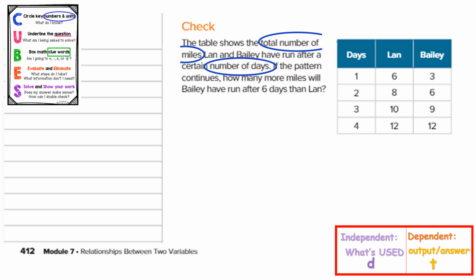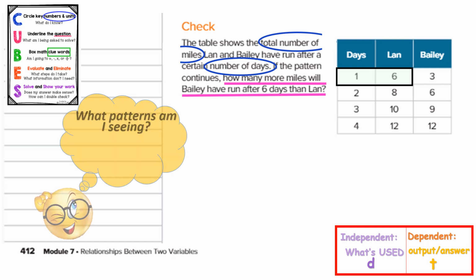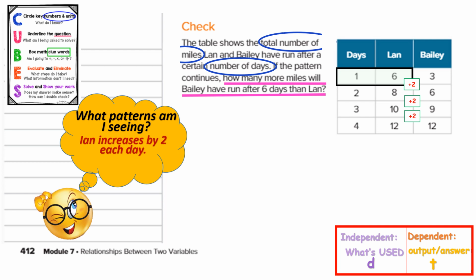And we're going to look at number of days. So if I have number of days and I want to look at my patterns to figure out what my relationship is, because the question I'm being asked is, how many more miles will Bailey have run after 6 days than Lan? When I start looking at that pattern and I go from 1 to 6, it's not my unit rate, right? We're not doing 6 miles every day. So I have to find the pattern or the relationship, the sequence that is happening. So I'm adding 2 each and every time when it comes to Lan. 6 plus 2 is 8, 8 plus 2 is 10, 10 plus 2 is 12. So I know that we are increasing by 2 each and every day. Therefore, I had to start with a certain number that I added to 2.